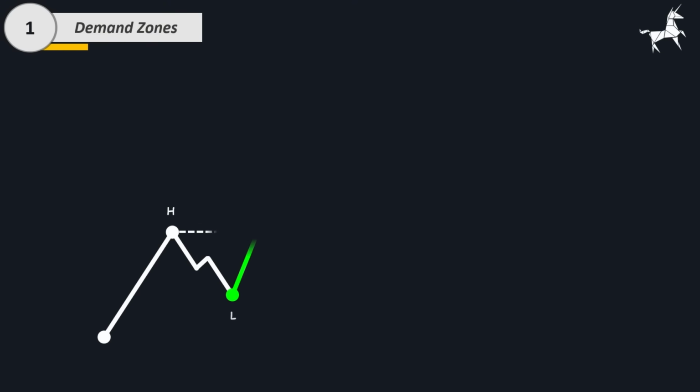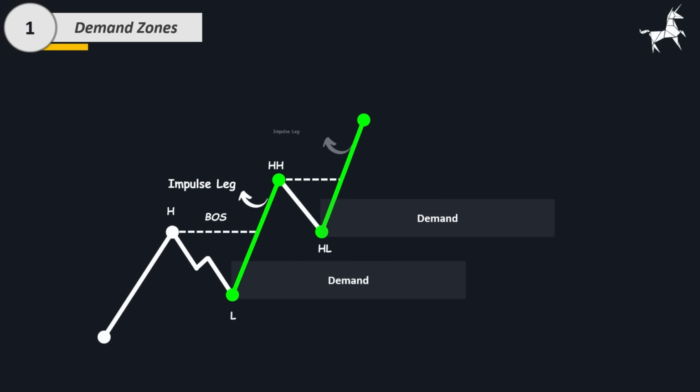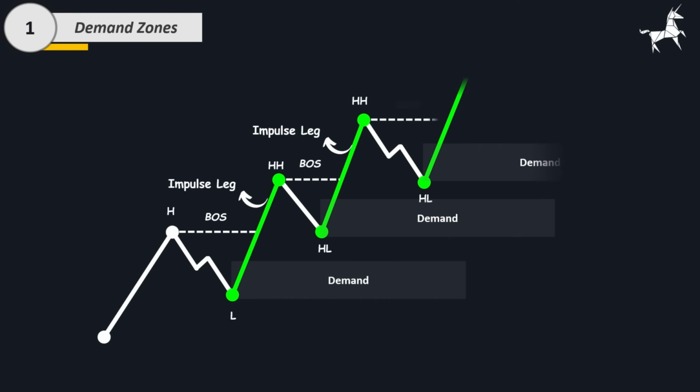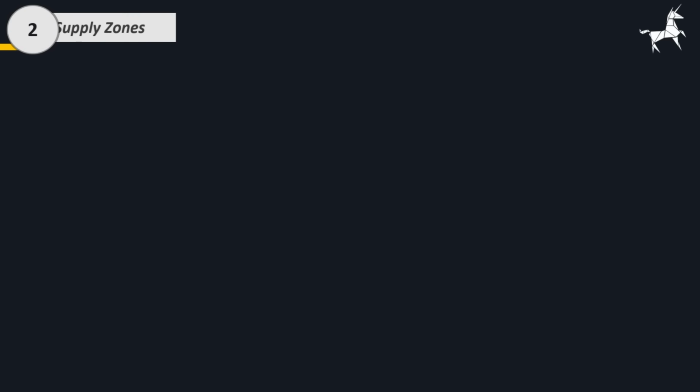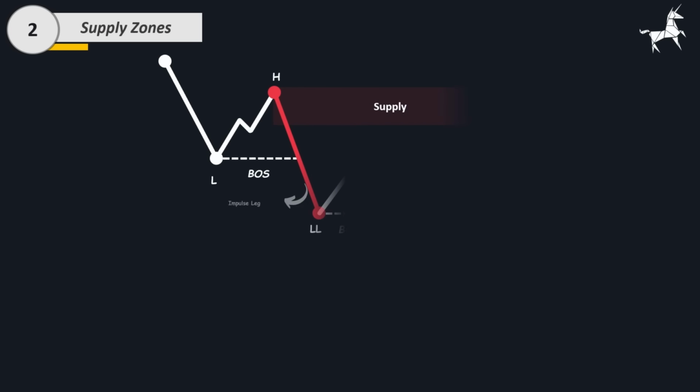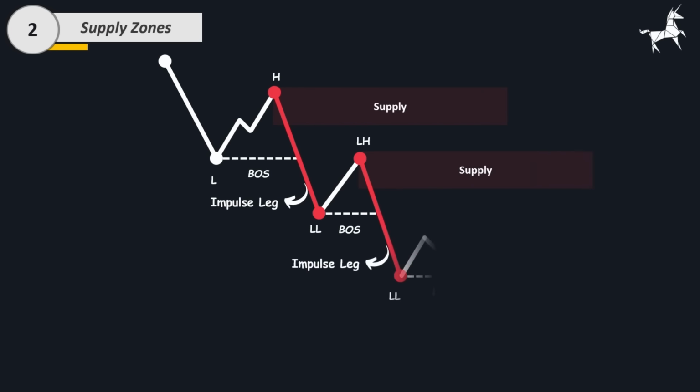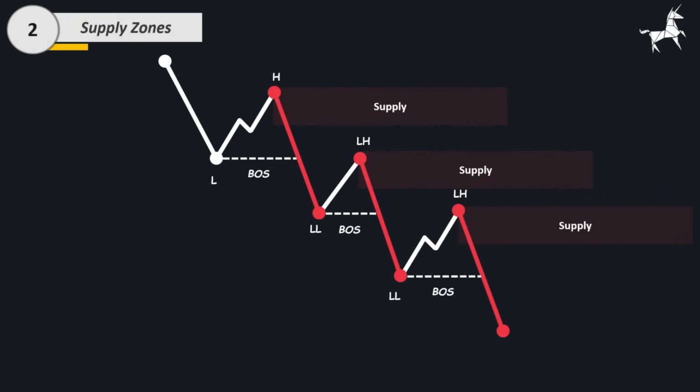In a bullish scenario, every time price breaks a high to the upside, it creates an unmitigated demand area tied to the impulse leg. Similarly, in a bearish trend, whenever price breaks a major low to the downside, it forms an unmitigated supply area. So essentially, supply and demand zones are the areas from which price makes a strong impulsive move that leads to a break of structure.